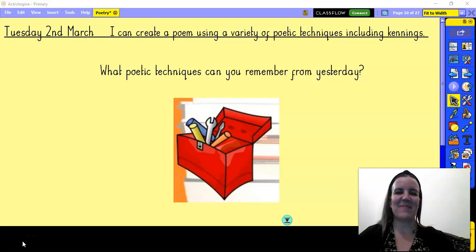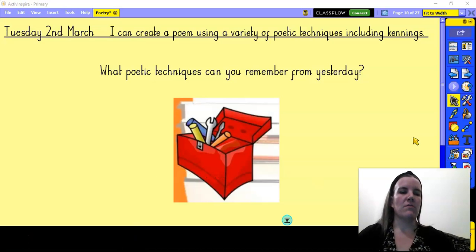Morning, Year 4. Welcome back for another day of English, where today we're going to continue thinking about our poetry. Just before we get started, let's have a quick recap of yesterday's learning. I'll pop that toolbox there as a bit of a reminder. What poetic tools or techniques did we look at yesterday that we can use when writing poems? What can you remember?